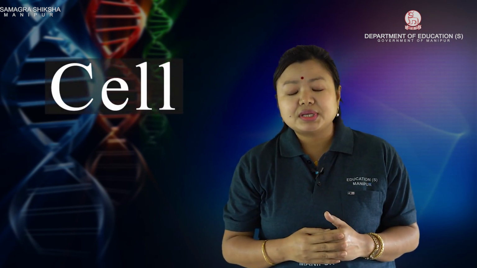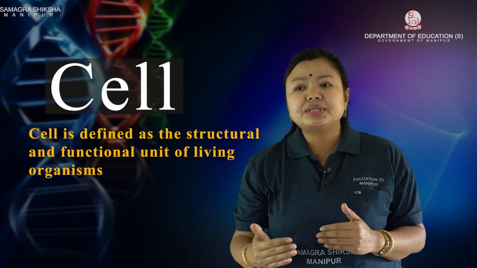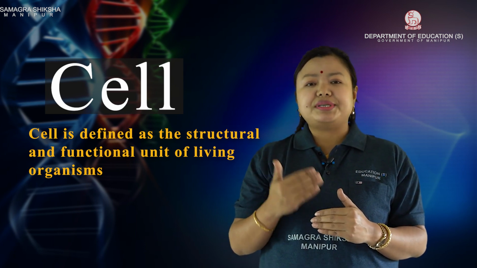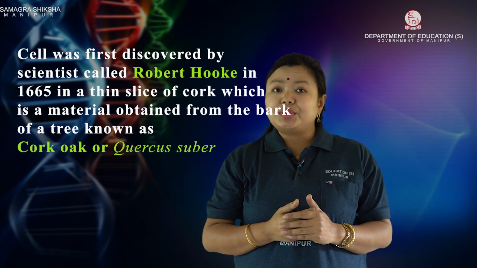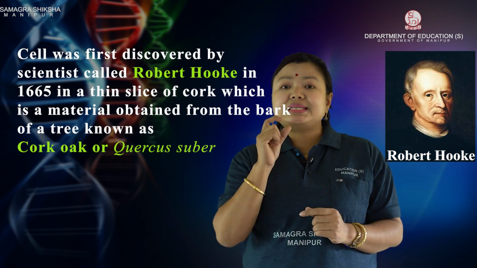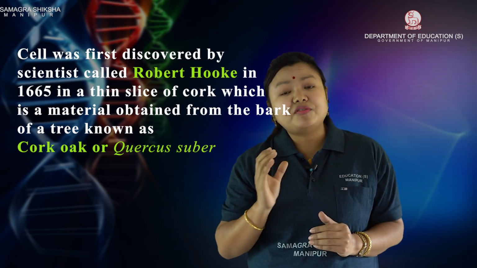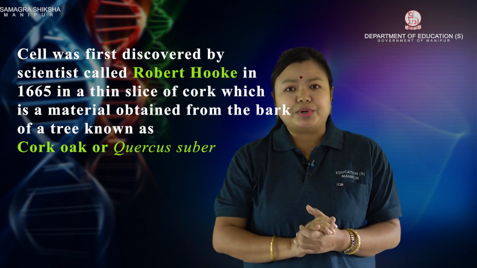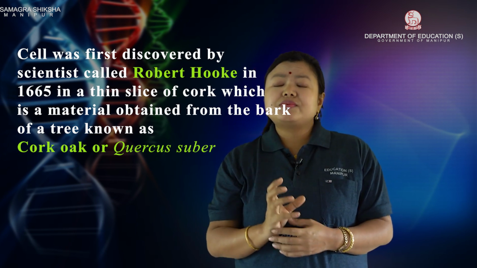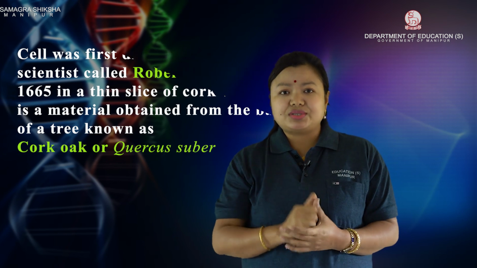We all know that living organisms are made up of cells. So let's define what is cell first. Cell is defined as the structural and functional unit of living organisms. Let's see who discovered and how the cell was discovered. Cell was first discovered by a scientist called Robert Hooke in the year 1665 in a thin slice of cork. This is a material obtained from the bark of a tree known as cork oak or Quercus suber. Actually, the cell which was discovered by Robert Hooke was a dead cell.